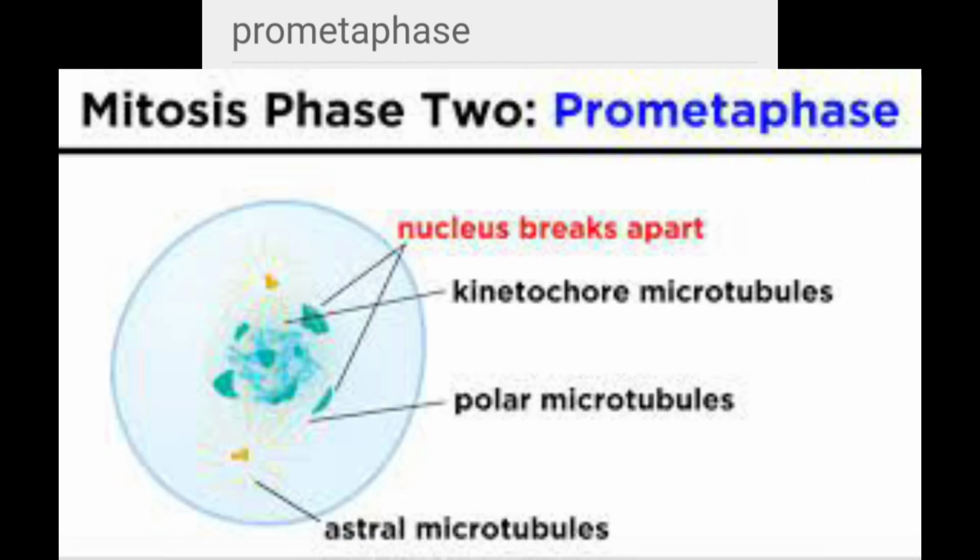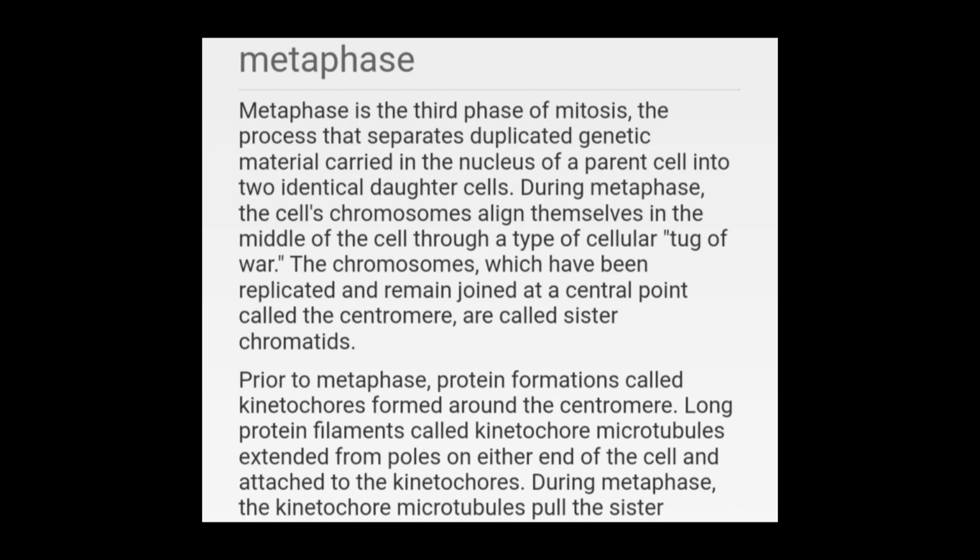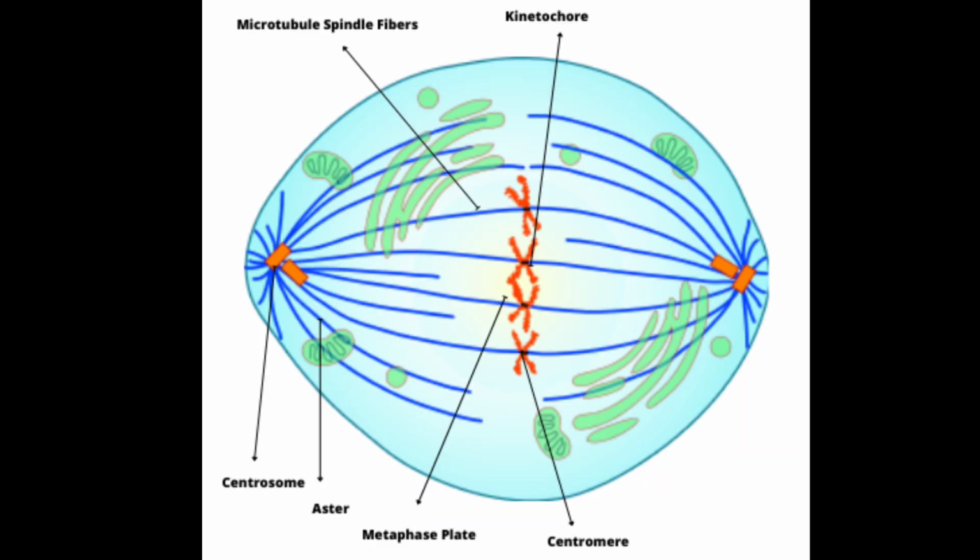Prometaphase is followed by the third phase of mitosis known as metaphase. Actually, prometaphase and metaphase make one phase, that is the actual metaphase. The next phase is metaphase, the third phase of mitosis, the process that separates duplicated genetic material carried in the nucleus of a parent cell into two identical daughter cells.